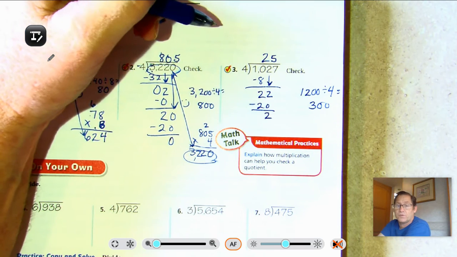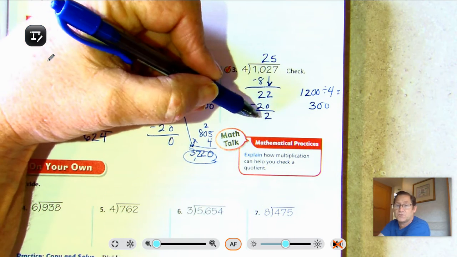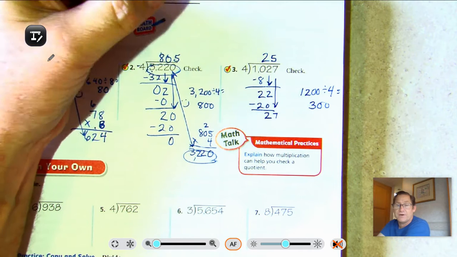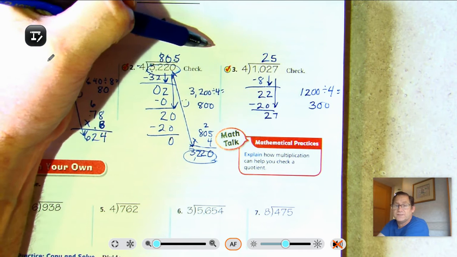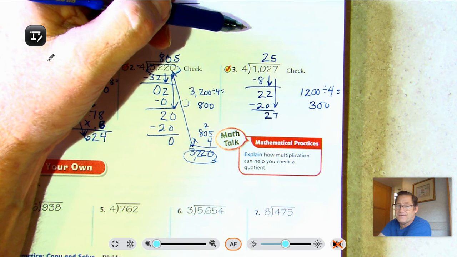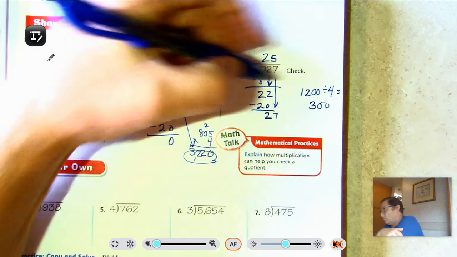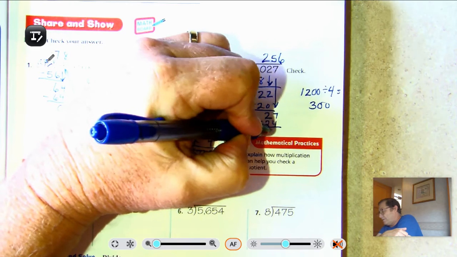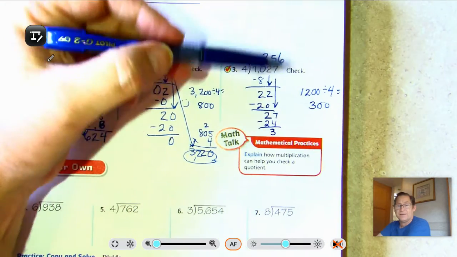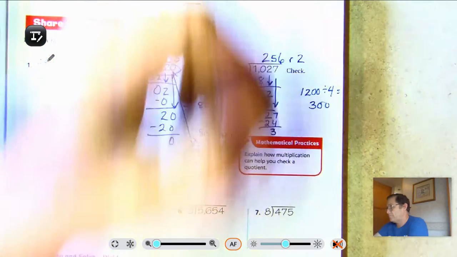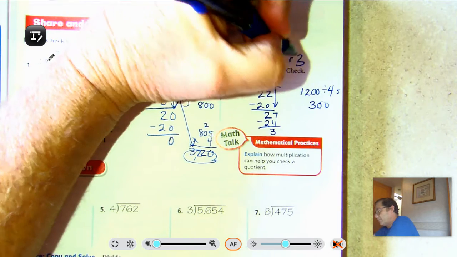I can't share that with 4 groups, so I'm going to trade those 2 tens for 20 ones and bring down the 7 ones I already have. So 27 ones divided by 4. Well, 4 times 7 is 28. So that 7's too much, right? So we have to go 6. 4 times 6, 24. So we're left with 3. There are no other numbers to bring down. So we're saying our answer is 256, remainder 3.